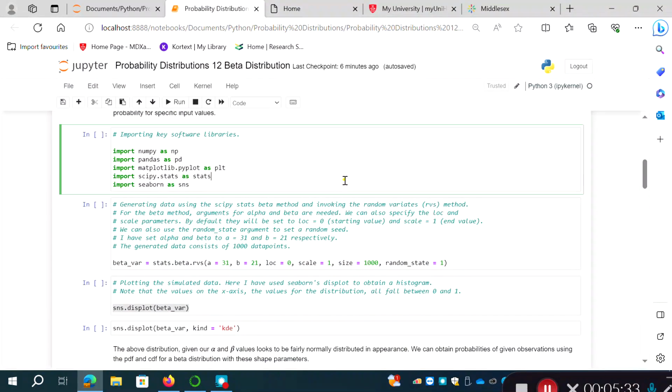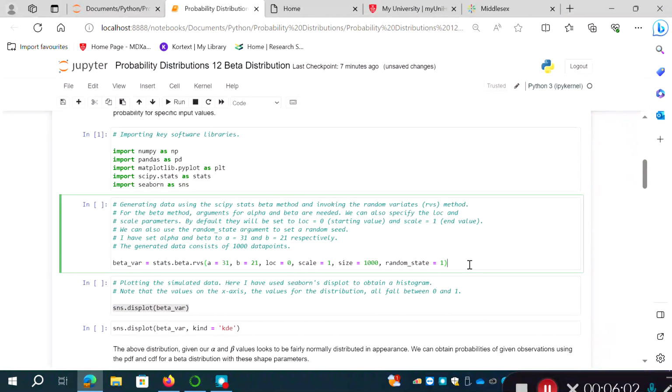So let's start off by importing some software libraries. I'm going to import NumPy as np, pandas as pd, matplotlib.pyplot as plt, and scipy.stats as stats. We're going to use scipy to generate our random variable that follows a beta distribution. We'll also import Seaborn as well because we use the displot function from that, I think, in this video.